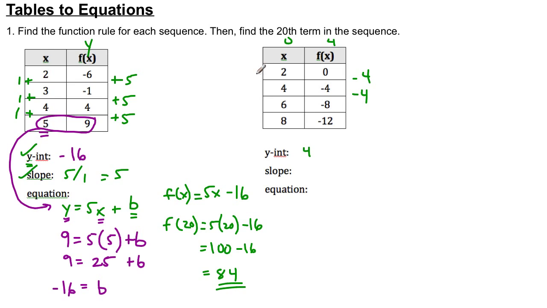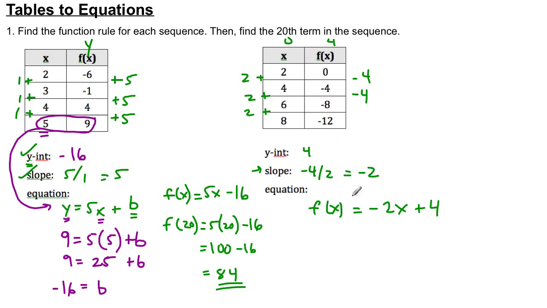The slope, this is a tricky one here. The change in the y's is -4. What's the change in the x's? 2 to 4, that's +2. Notice that this is going up by 2 each time. So our slope is -4 over 2, which is -2. So we get this equation, f of x is equal to -2x plus 4.